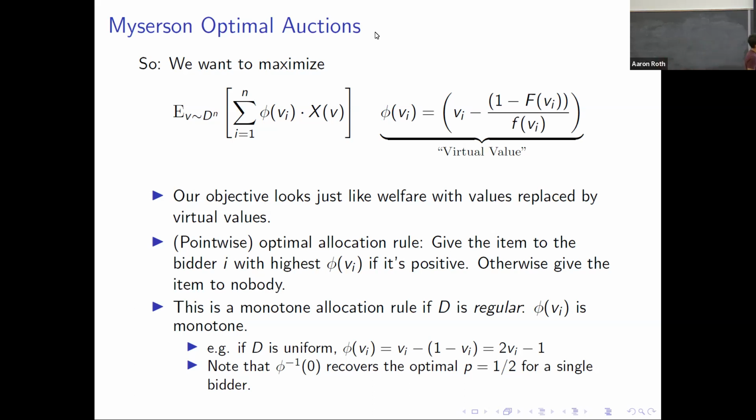And just looking at the uniform distribution again, your virtual value is just 2v_i minus 1. Well, this is equal to 0 at exactly 1/2. The smallest bid you could make such that I would still give you the item is 1/2. That means that this thing we derived for maximizing revenue in multi-bidder auctions, in the single bidder auction, recovers this simple calculation we did at the beginning of the lecture. Because I should charge you a fixed price, and the fixed price I should charge you is 1/2. So if I'm just selling you a single item and your value is uniformly random between 0 and 1, then I should charge you 50 cents. That's going to be the revenue maximizing price.